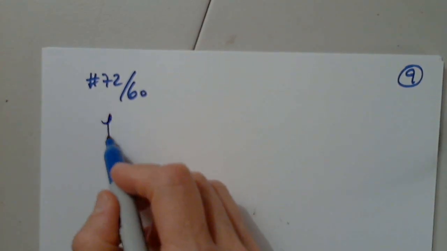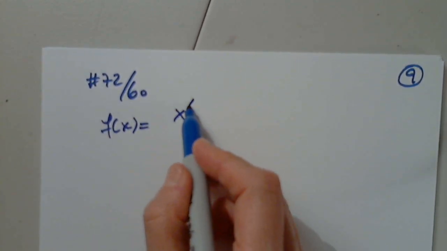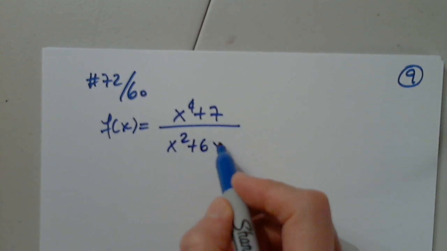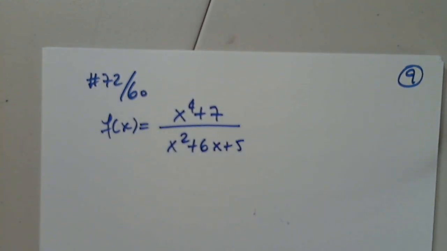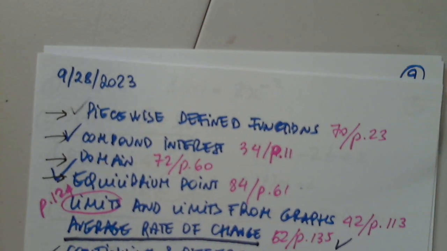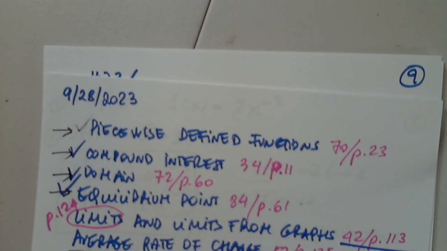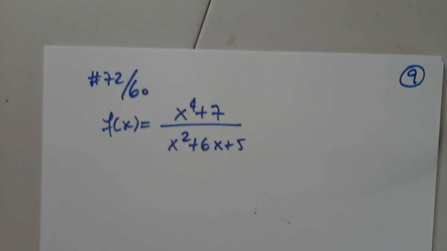Okay, so we have f of x equals x to the 4th plus 7 over x squared plus 6x plus 5. The only thing we need to do after this is look at limits, page 113. So can anyone tell us what to do in order to find the domain of this function?